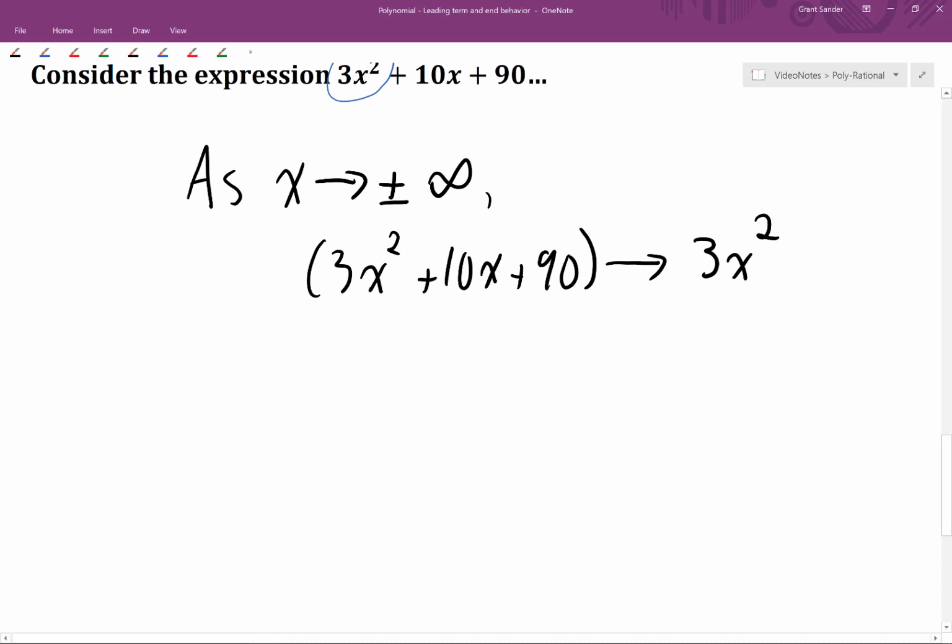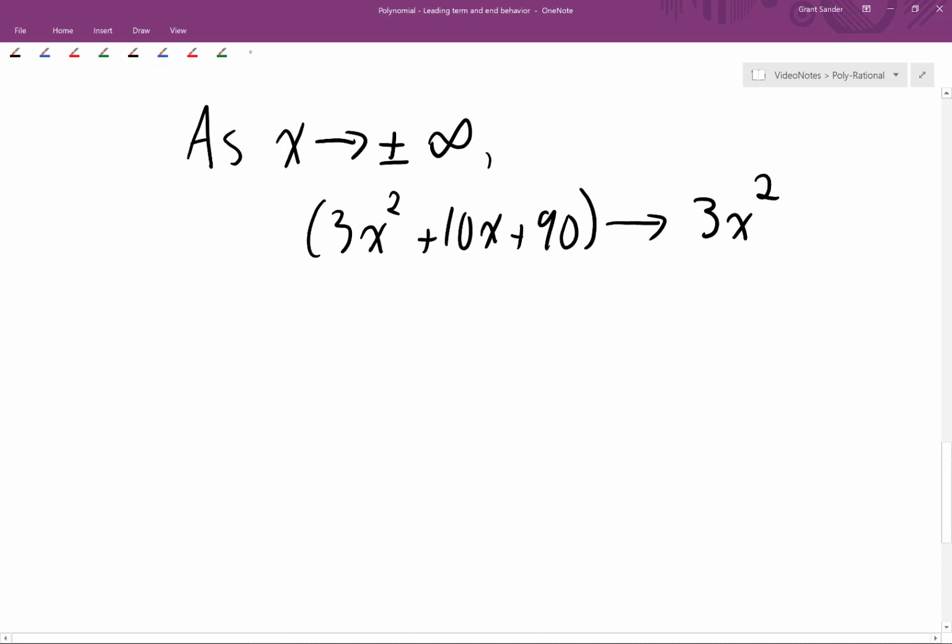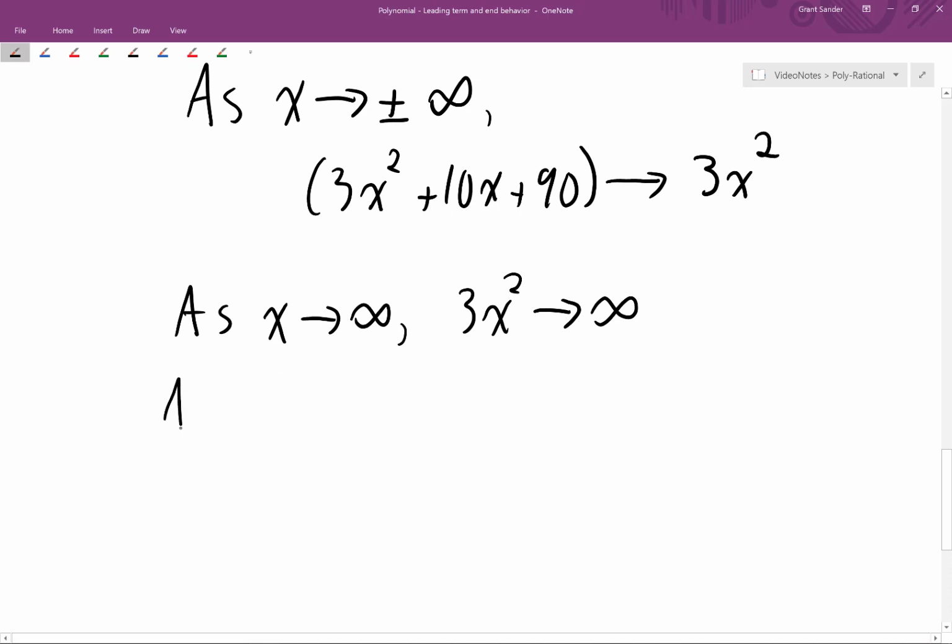Now we know some things about how 3x squared behaves in the long run. As x increases without bound, x squared is going to increase without bound, and therefore 3x squared should also increase without bound. And as x decreases without bound, 3x squared is again going to increase without bound, because a negative number squared is a positive number, and it's going to be increasingly large as x decreases without bound.